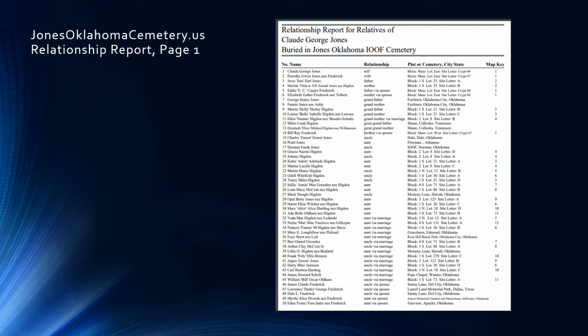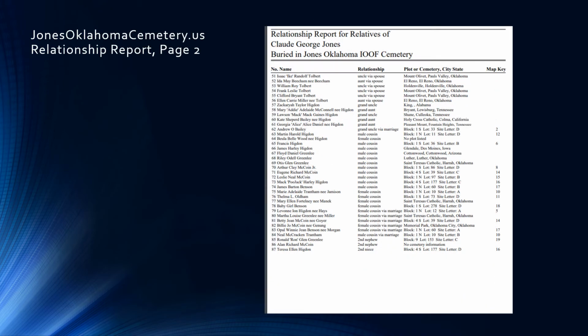Note the right column labeled Map Key. We'll see the map key numbers again on the last page in the report. Let's look at a couple of the map keys. Claude Jones is the primary person, and his map key number is 1. Claude's wife Dorothy also has map key 1. Claude's parents, Jess and Till, have map key 2. And there are many other map key numbers listed below. Claude has enough relatives buried in the cemetery that his list of relatives is 2 pages long, and this is the second page.